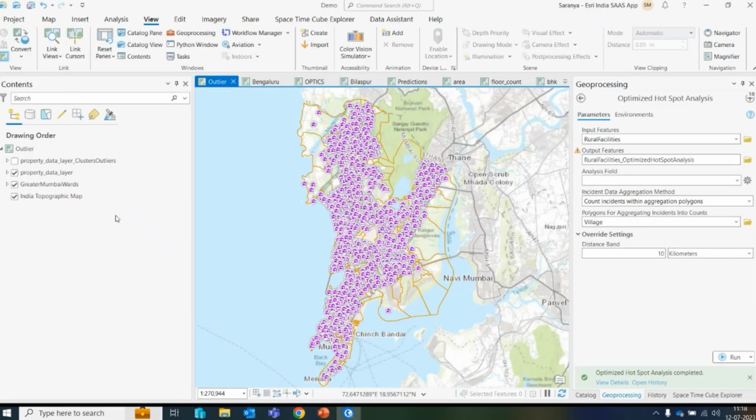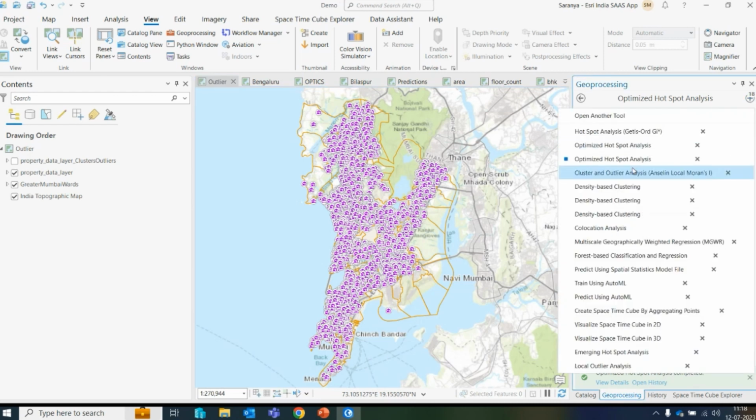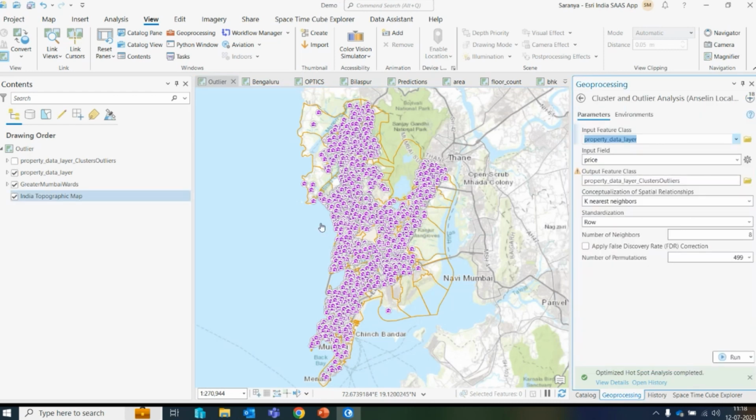So to discuss this, let us go back to our property data in Mumbai. So here I want to identify, are there any low priced properties surrounded by high priced properties? So that would be a good insight. If I'm looking for a place, I would like to live in a good neighborhood where the property value is high, but I would like to pay low rent.